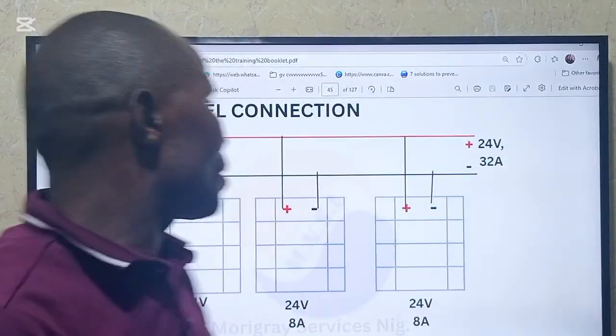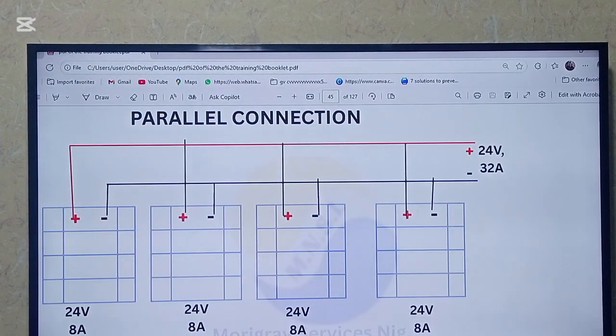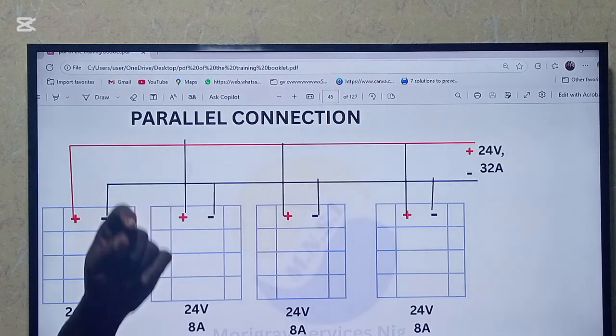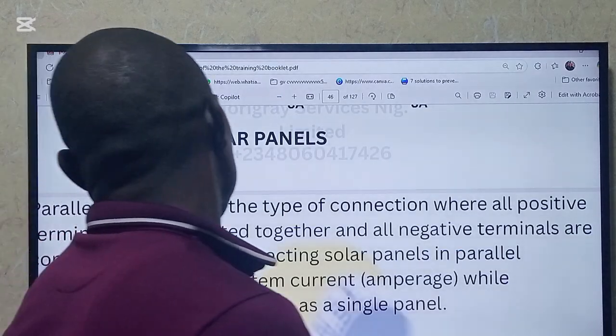Today we want to look at the parallel connection of solar panels. Parallel connection of solar panels is important as we look at it. So we'll see how far we can go.